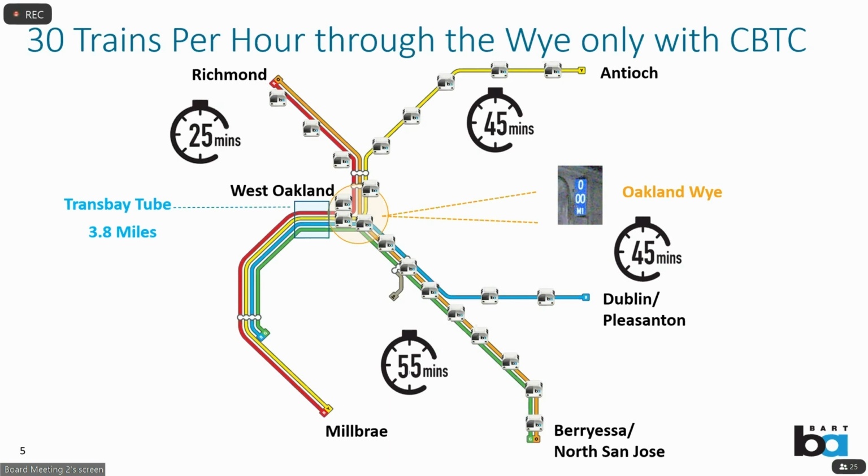Let's look at some animation up close of how the CBTC train control system works and how it brings the trains closer together.